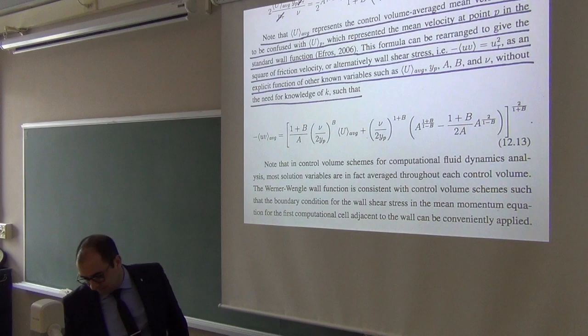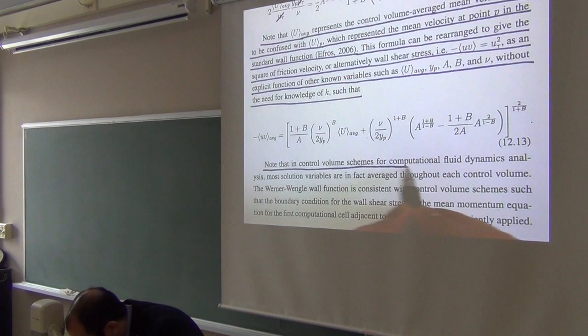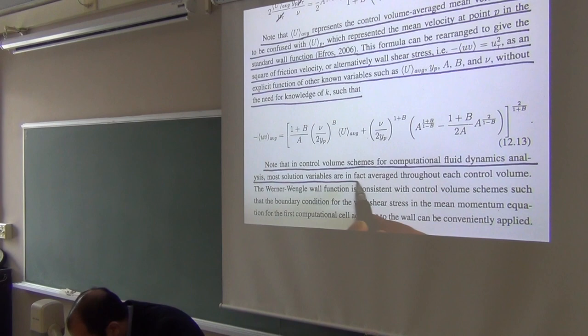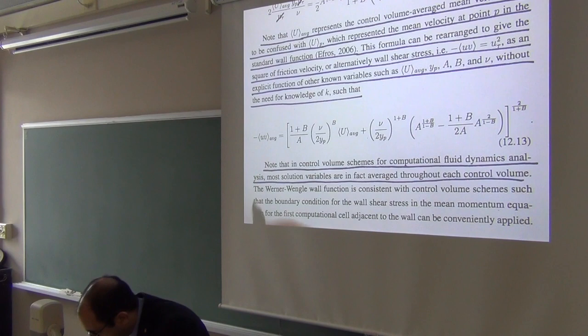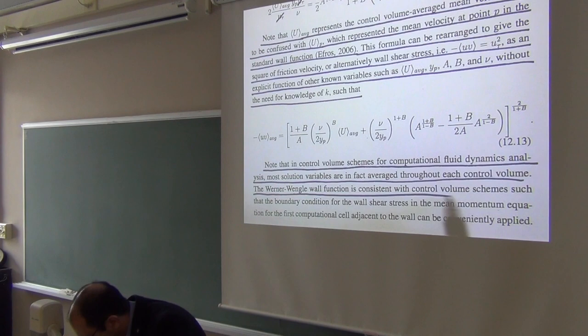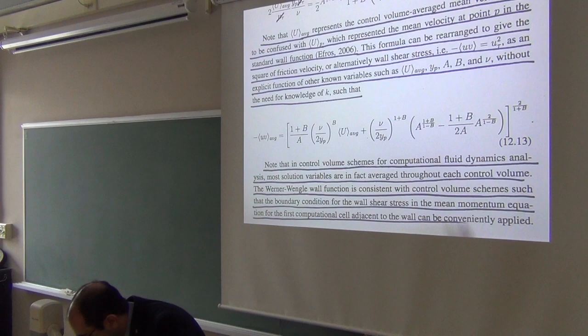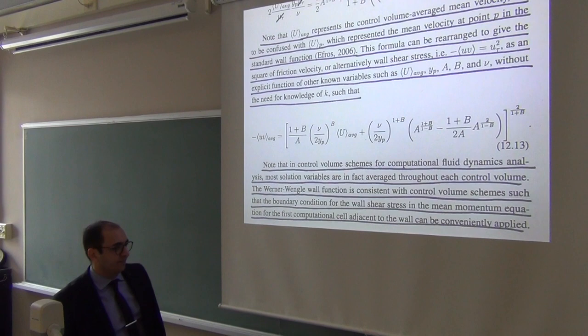So note that in control volume schemes for computational dynamics, most solution variables are in fact averaged throughout each control volume. When you run a Fluent or OpenFOAM simulation, you are looking at the average solution over the entire control volume. So all the more reason to use the Werner-Wengler model for the walls, because it's consistent with the notion of control volume analysis. So this is consistent with control volumes.